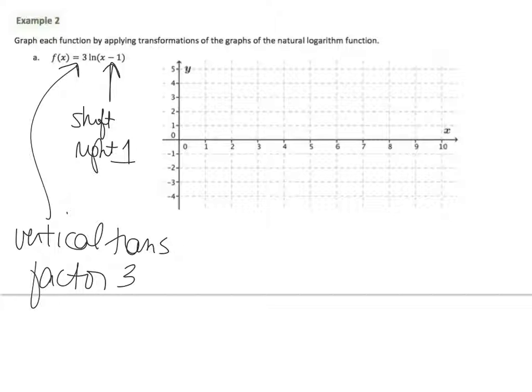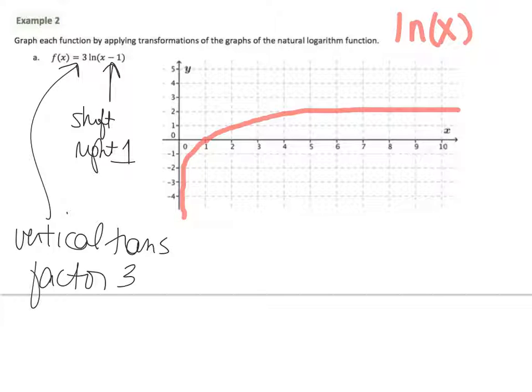So we know that, first let's just do natural log of x there in red. I know I'm going to cross the x-axis right there. When I use a thicker pen, it looks a little bit better. And then we can do log of x minus 1 times 3.